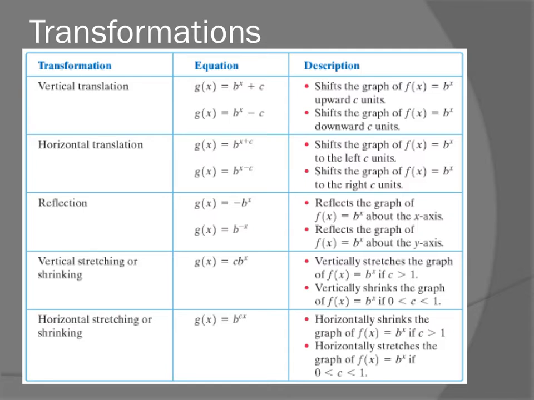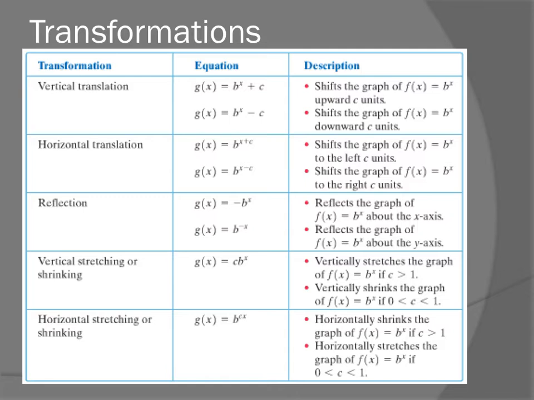So if I have an addition or subtraction after the function, this is going to be a vertical shift. If you have it in the exponent with the variable, it's going to be a horizontal shift. Same thing as usual. If it's plus, it goes left. If it's minus, it goes right. If you have a negative on the base, it's going to be reflected over the x-axis, or flips it upside down. If you have a negative in the exponent, it flips it over the y-axis, so like left to right.